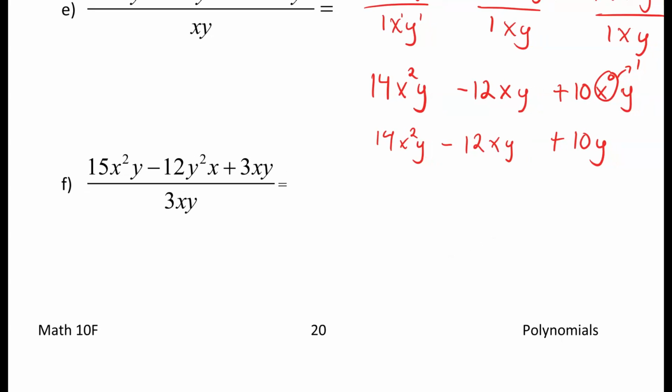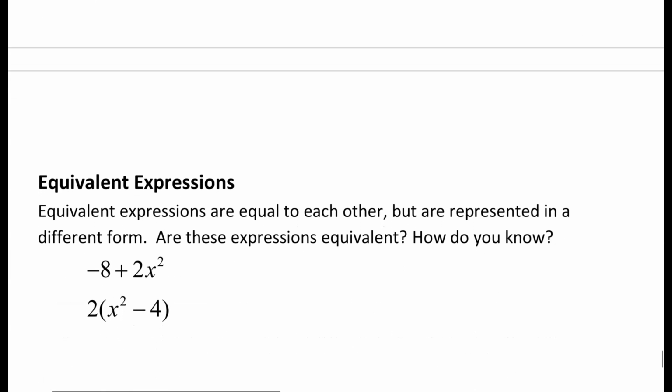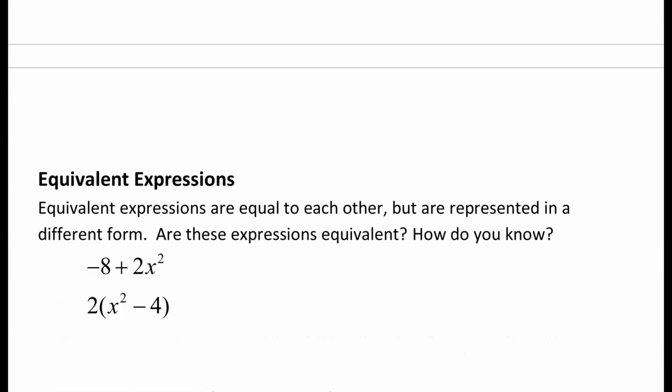I'm going to leave F for you to complete on your own. And for the next page, we're going to go through this in class. So please make sure that you're checking the class OneNote.